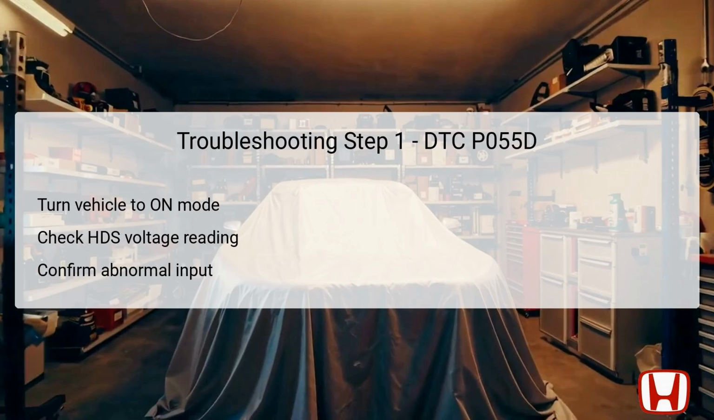The first troubleshooting step for addressing DTC P055D involves turning the vehicle to the on mode. It is essential to ensure that the vehicle is in this mode to correctly assess the rocker arm oil pressure sensor's output voltage. Utilizing the Honda Diagnostics System (HDS), check the voltage value from the rocker arm oil pressure sensor.